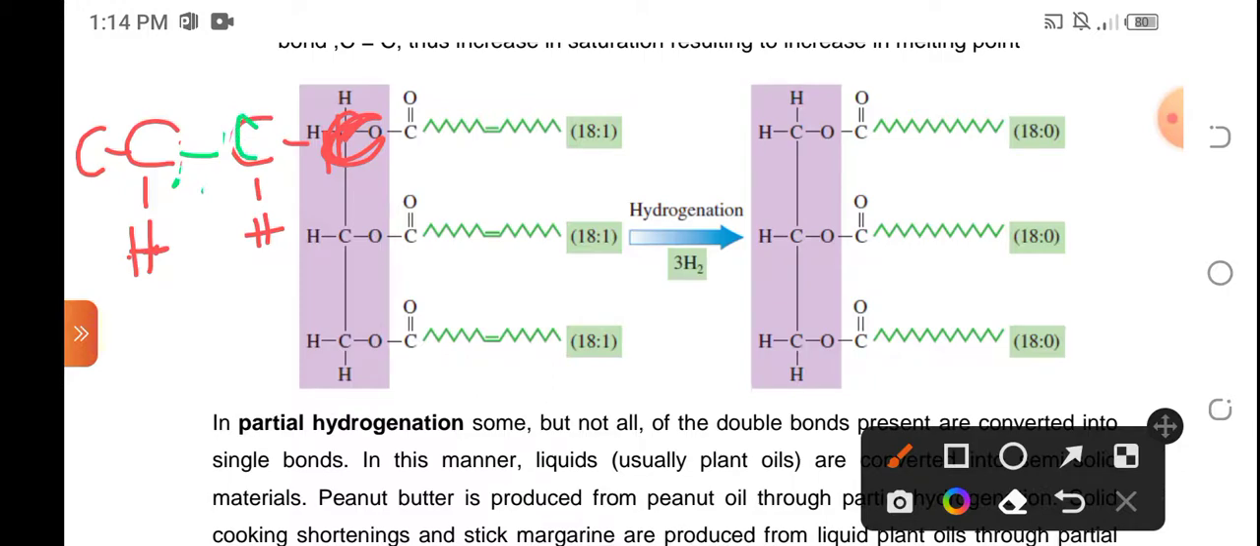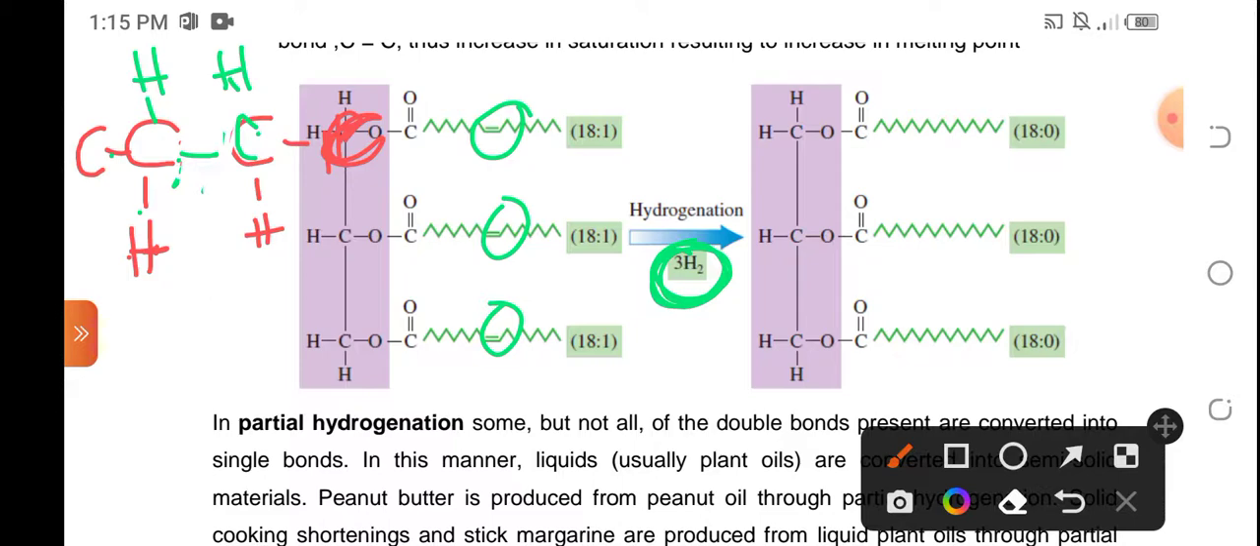So pag nag-turn ng single bond na yan, kulang na yung 4-bond requirement niya kasi natanggal na yung isang bond dun sa double bond. And that is the way for this hydrogen to be added. So kailangan daw ng 2 molecule ng hydrogen. Okay? So bakit 3 hydrogen ang kailangan here? Okay, so we need 3 hydrogen molecules. Okay, so we have here hydrogen. We will be using 3 hydrogen molecules because we have 3 double bonds.